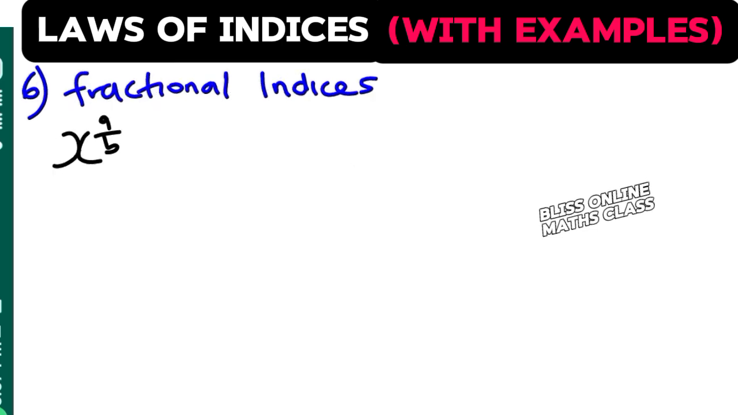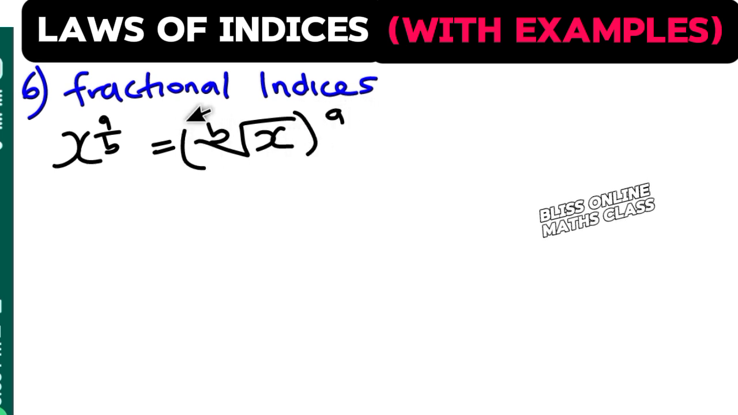And the last law is the fractional indices. An index is a fraction. This is a fraction, a over b. x is the base raised to power a over b. So the law states that whenever you have something like this, you make the denominator the root. This will now be equal to the bth root of the base x, raised to power a. You make the a your power, while you make the b your root. That is what the law states.